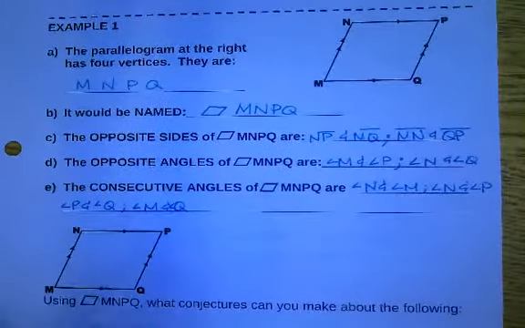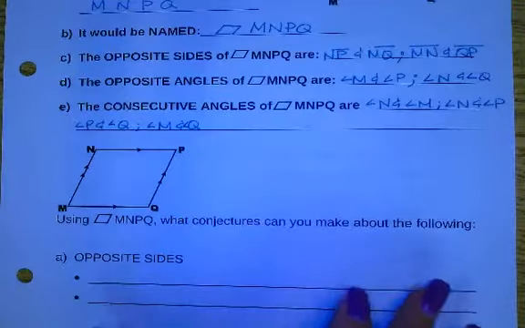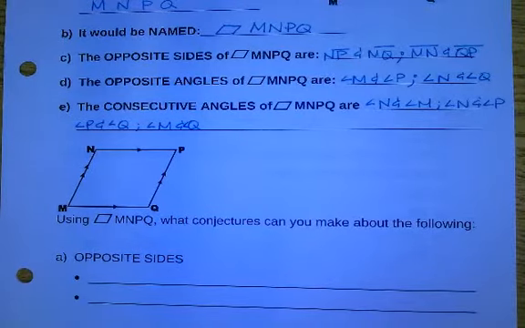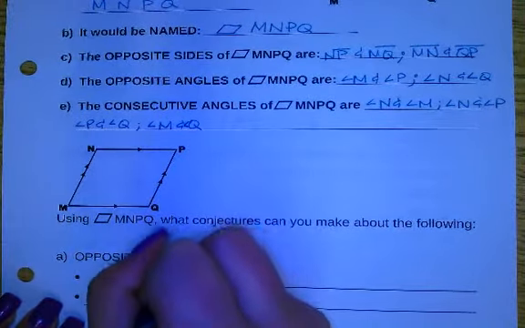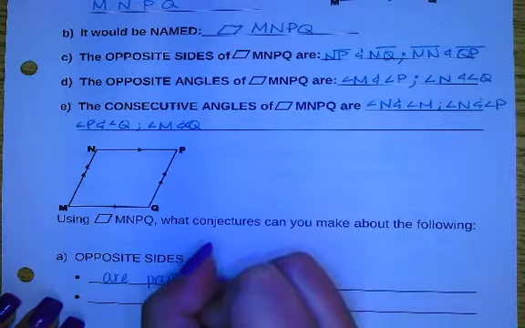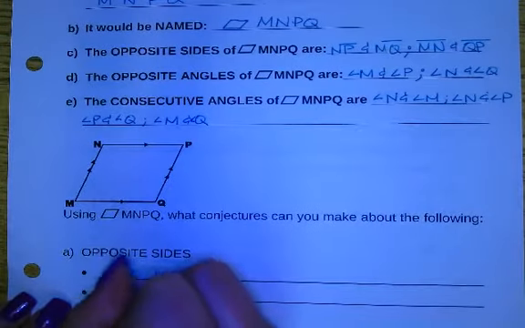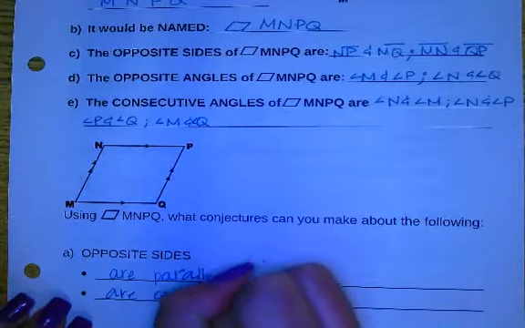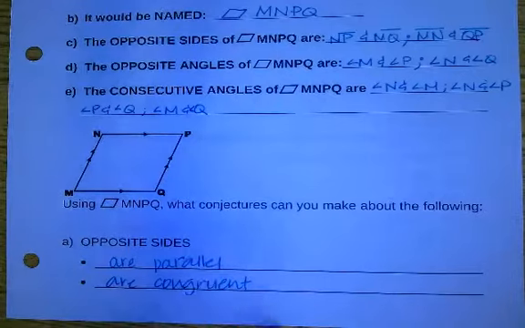Okay, questions on labeling just the different pieces. Okay, so you're going to have opposite sides, opposite angles, and consecutive angles within your parallelograms. Okay, using MNPQ, what conjectures can you make about the following? Opposite sides are what? Are parallel and what else? Congruent. Okay, so opposite sides of parallelograms are parallel and congruent.